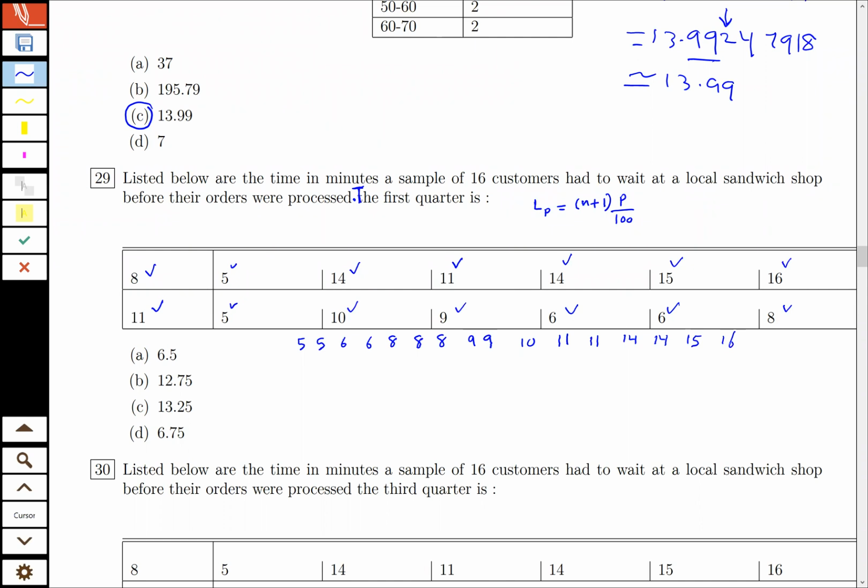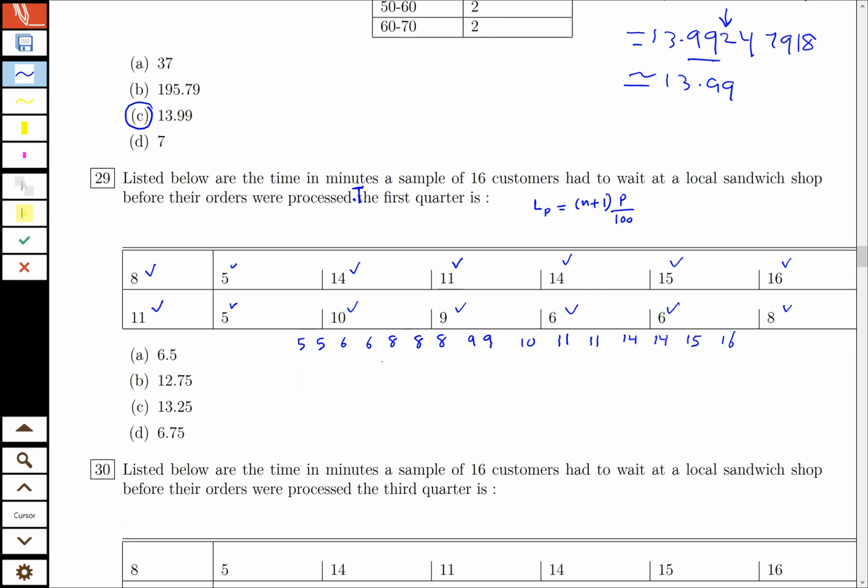Anyway, there is a column over there which contains 8 one more time. So these are the numbers. We have to list them in order first to answer this question. We have to put them in order from smallest to largest.